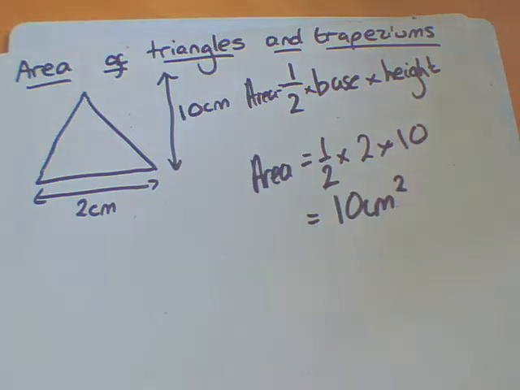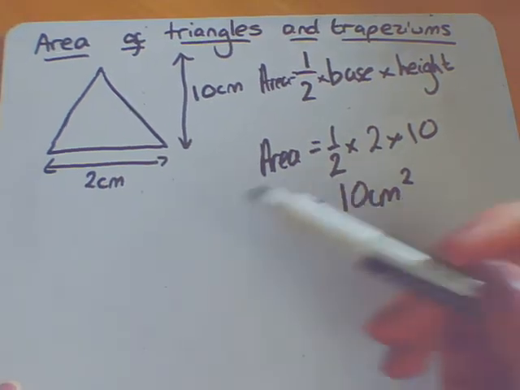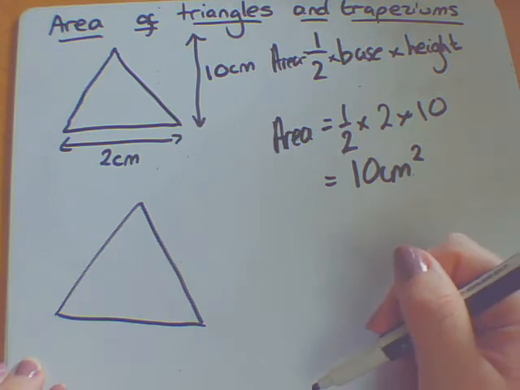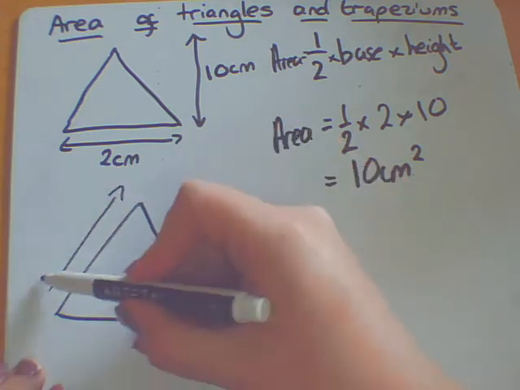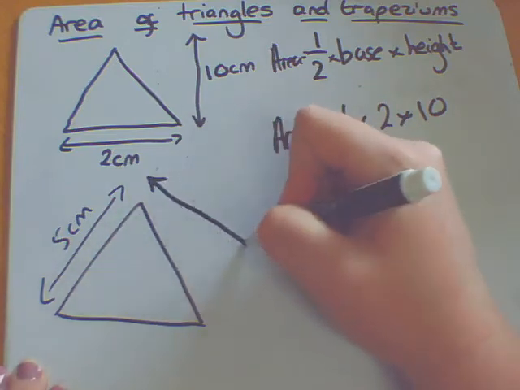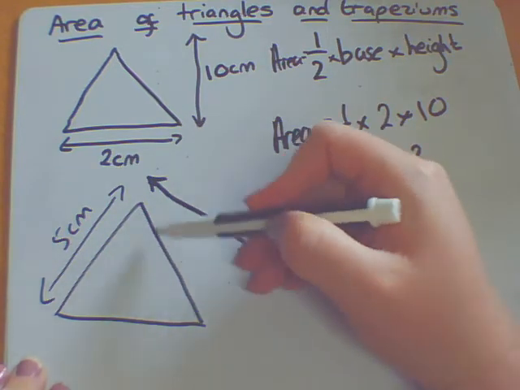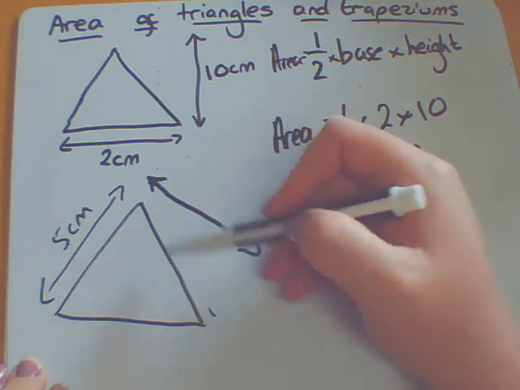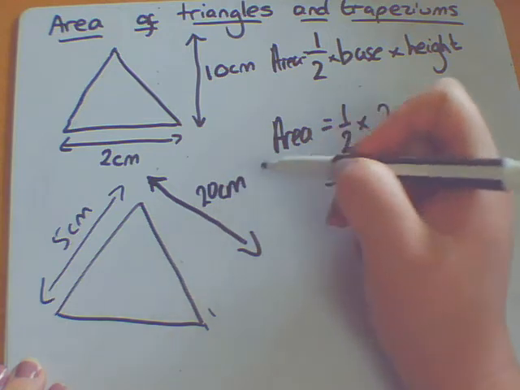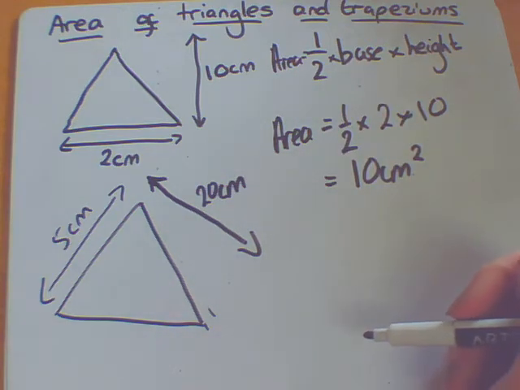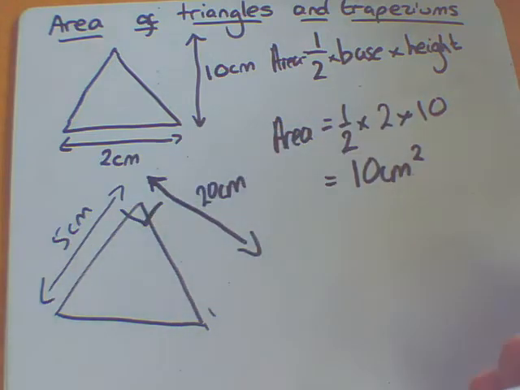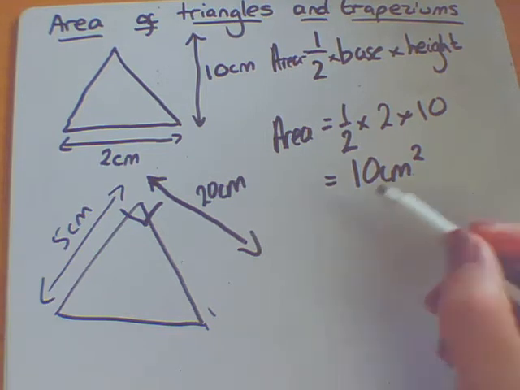So triangles are fairly straightforward. The triangle can look on its side, so you could have a triangle that looks this way. You've got a base of 5 centimetres. So long as they give you the perpendicular height, if they give you one of the sides here, that's no use to you, you can't use that. You're looking for the perpendicular height, so let's make the perpendicular height 20 centimetres in this case. The same formula is going to apply. You can see that these two sides are at right angles to each other, so therefore I can use them.